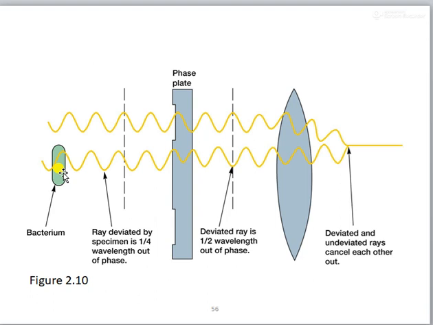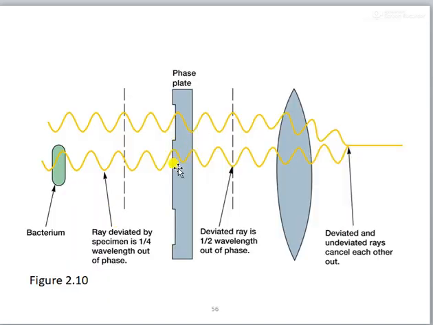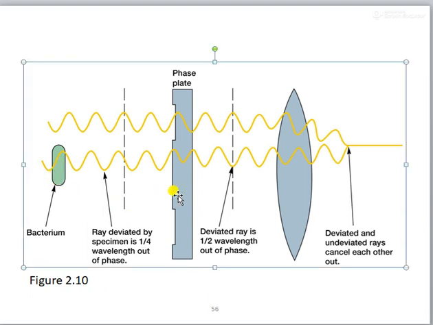So what Zernike did is, he placed a phase plate, as I told you earlier, the phase ring. Hope you remember the phase plate. The phase plate is in the center. It is coated with a wavelength retarding material. So what will happen when the light passes through the center portion? It again becomes delayed. When it passes through the specimen, it is 1/4 wavelength out of phase. But when it passes through the phase plate, again 1/4, it is delayed again.